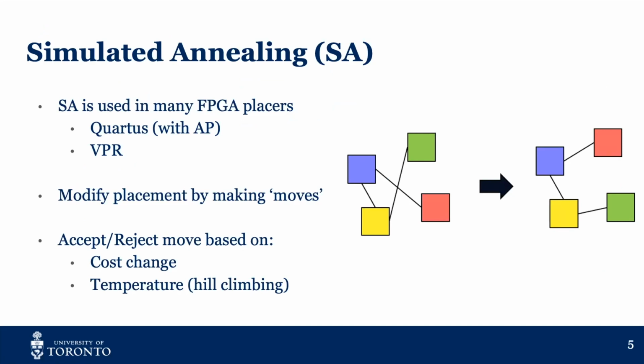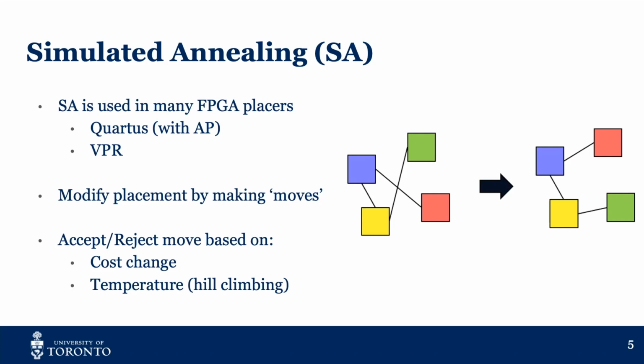Simulated annealing is based on the idea of annealing in metallurgy. It starts with an initial placement, then it modifies the placement by making perturbations or swaps that we call moves. Then it accepts or rejects the proposed moves based on the change of cost. It also allows some moves that degrade the placement cost to be able to escape local minima, and it controls the whole process using the notion of temperature.